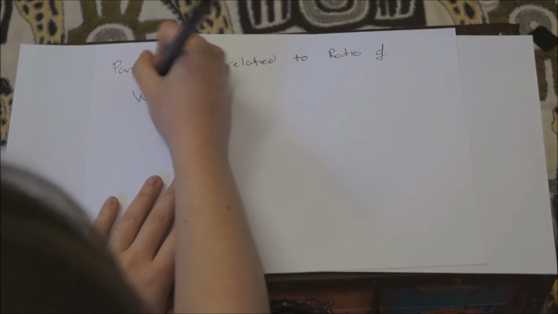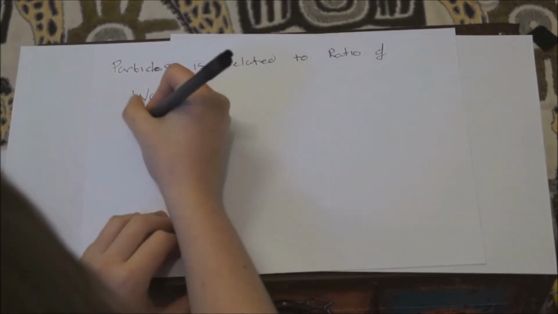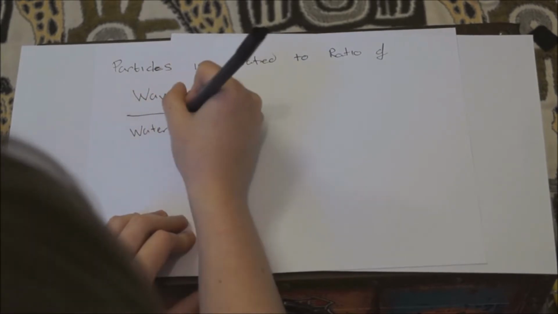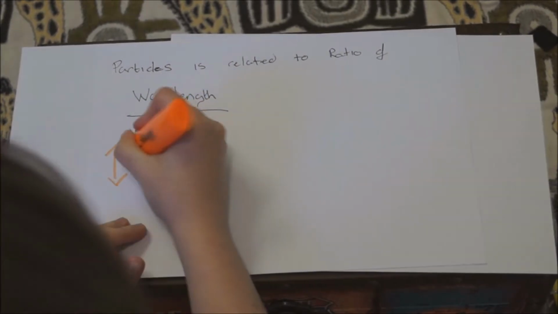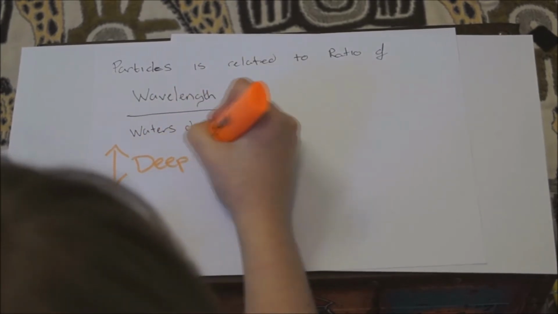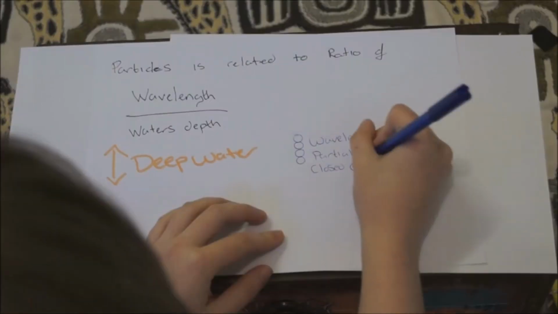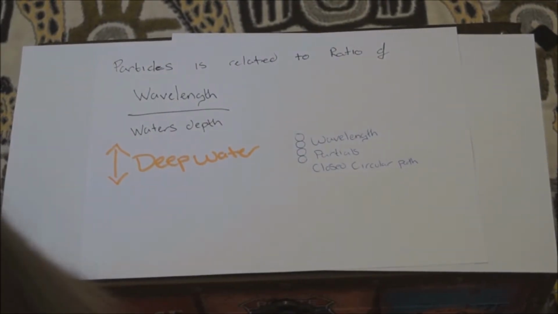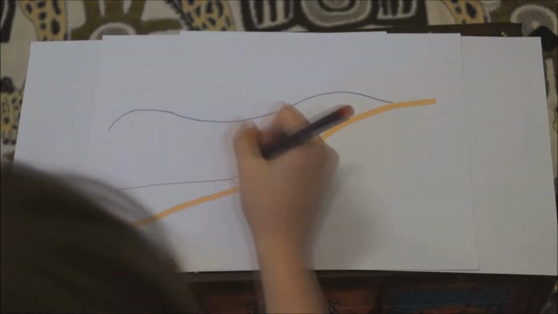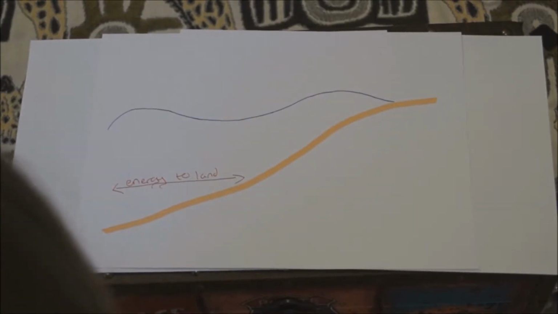The motion of a wave is where the particles of a wave move through it. The particles are related to the ratio of the wavelength to the water depth. Within much deeper water, the particles follow almost closed circular paths. This path depends on the wavelength and depth of the particles. When the water gets shallower, the waves will get bigger, and some of the energy the wave has been carrying finally makes it to land.